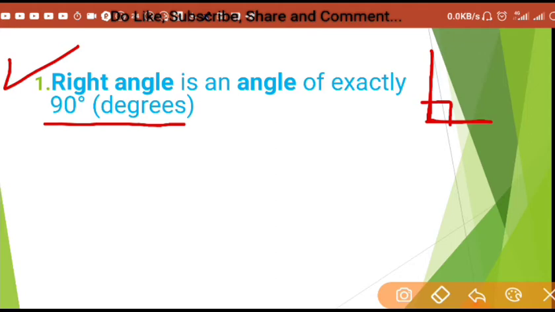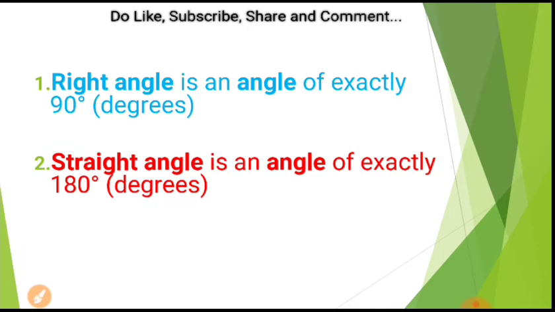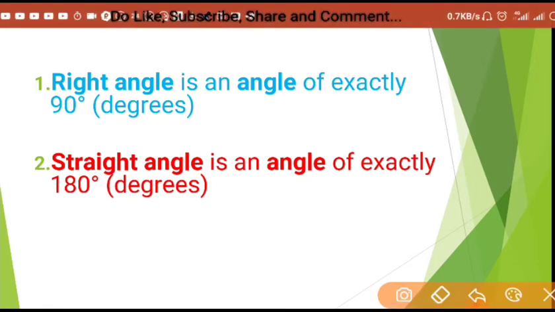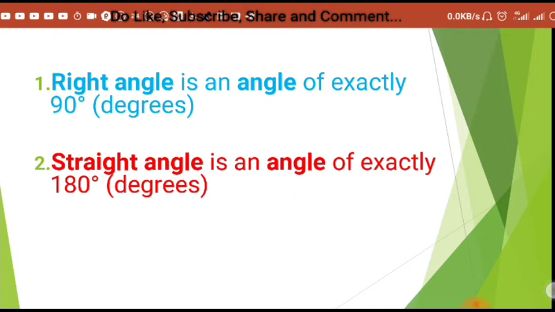Next, number 2. The second point is: a straight angle is an angle of exactly 180 degrees. A straight angle is like when you make this, this is the vertex, first arm and second arm, and the angle is like this. This is 180 degrees, the measure is 180 degrees. That is a straight angle.